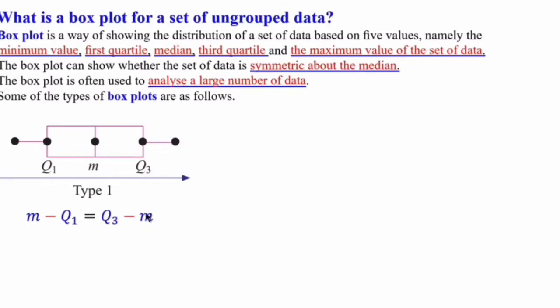The box plot actually shows us that Q1, median, and Q3 are equal length, so symmetrical. Symmetric means both sides are equal balance. So you can just observe the box plot and you can see that it shows that the set of data is symmetric about the median.